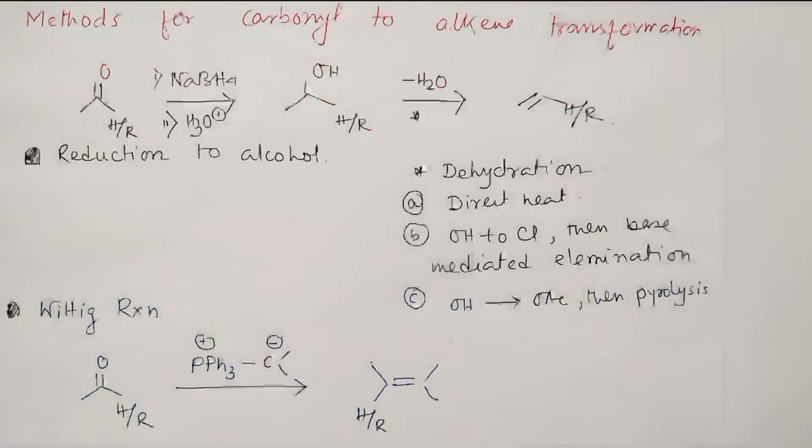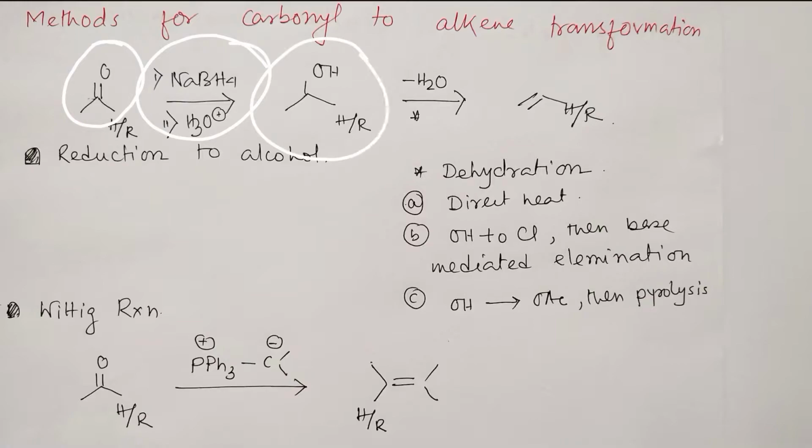Generally two types of reactions are very famous for carbonyl to alkene preparation. One is reduction of the carbonyl first, and second is dehydration. Reduction could be done using sodium borohydride, lithium aluminium hydride, even hydrogen with a transition metal catalyst. We know those things in detail. And the second step is dehydration.